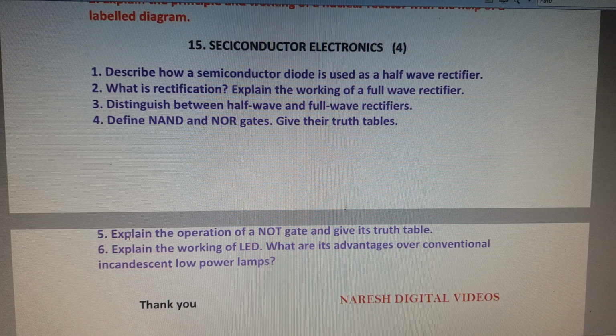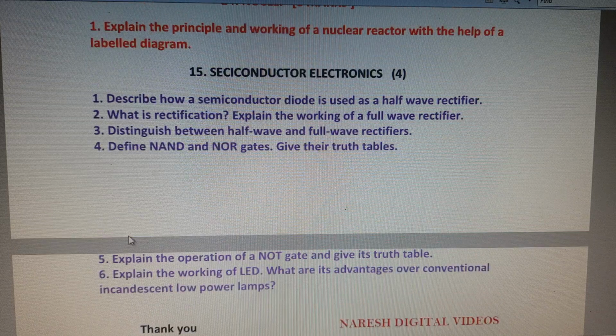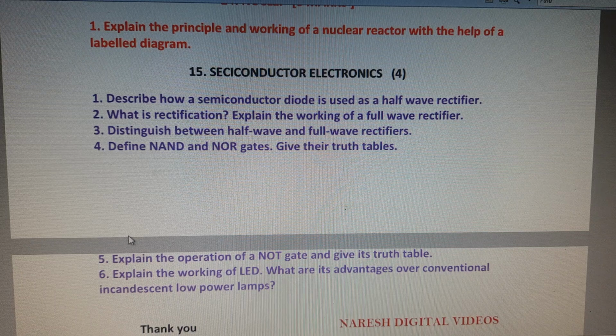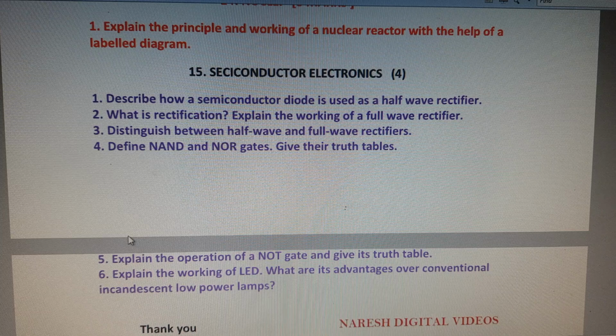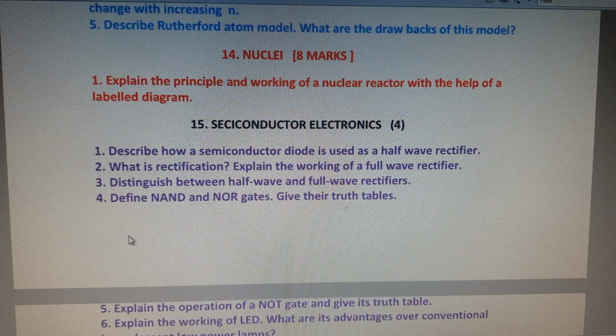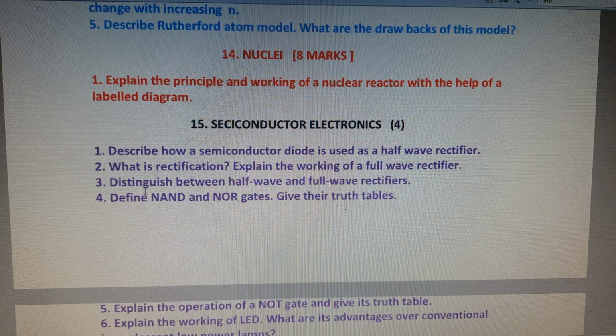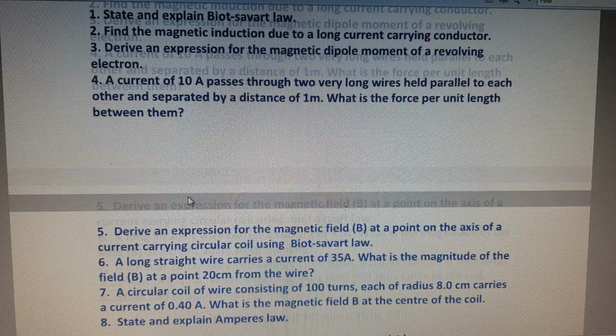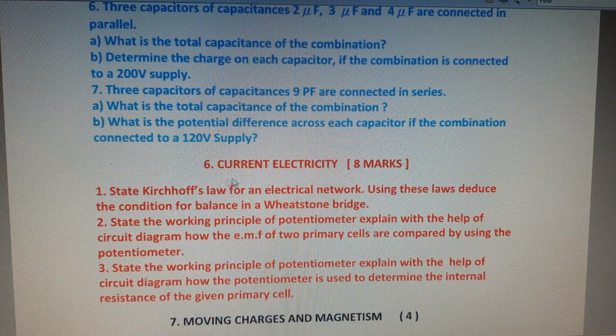Okay students, so our second year physics contains a total of 16 lessons. In these lessons I will explain only the important 4-mark questions and 8-mark questions. The 8-mark questions will be asked in the 14th lesson, that is nuclei, and the question is the nuclear reactor. And the second 8-mark question will be asked from current electricity. This chapter will contain three questions: first one Wheatstone bridge, second one potentiometer, and third one is also potentiometer.